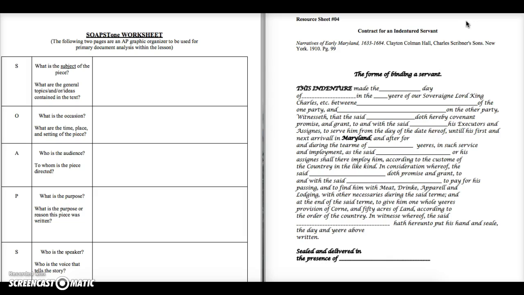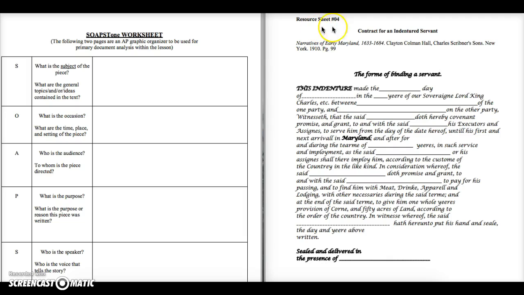So the challenge with using a SOAPSTone worksheet like this is what we're asking you to do is analyze and synthesize what you're reading on one document and breaking it apart into different segments on this worksheet. The function of the worksheet is to help you better understand what this document over here is trying to tell you. So let's get started with our example.